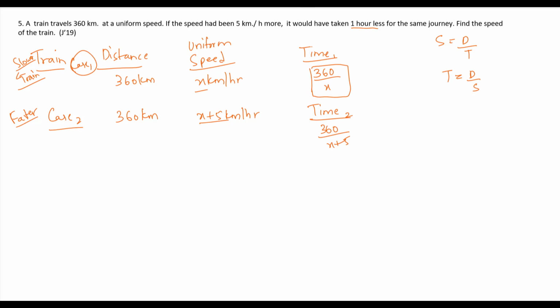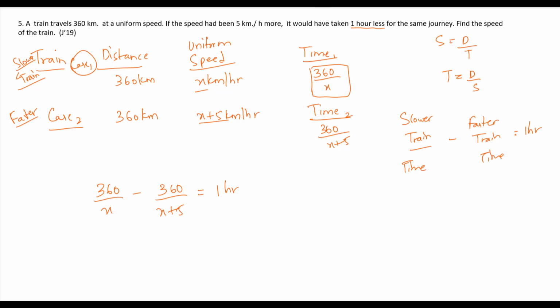Now they have said that the difference between the faster train and the slower train is 1 hour. So what you have to do is, we know that slower train time minus faster train time will give us how much? 1 hour. Here the slower train, why am I taking slower train first? Because it will take more time. More time minus less time will give us a correct difference. Here the slower train is 360 by x and faster train is 360 by x plus 5, which gives us 1 hour.